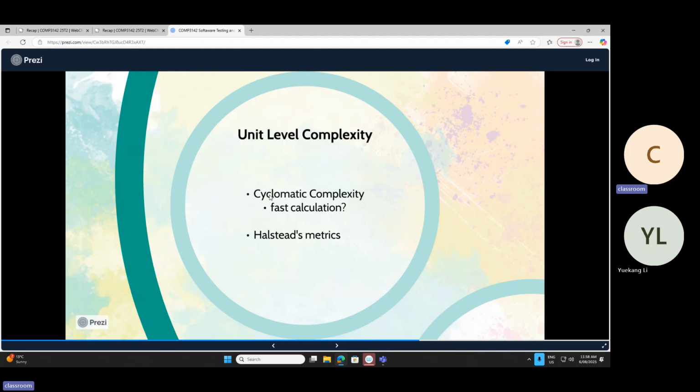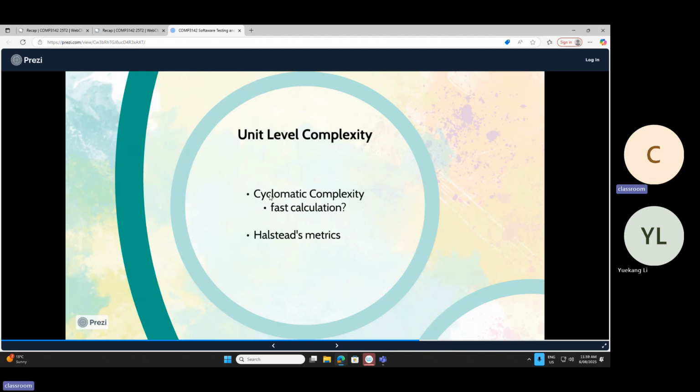Because programs could be represented as control flow graphs, we can calculate the cyclomatic complexity of a program based on the control flow graph. However, there's a formula for doing quick calculation for software, right? We don't need to draw a control flow graph for a very complex software or a very complex function to calculate the cyclomatic complexity. We can use the different statements and the fast calculation formula to calculate this complexity here.